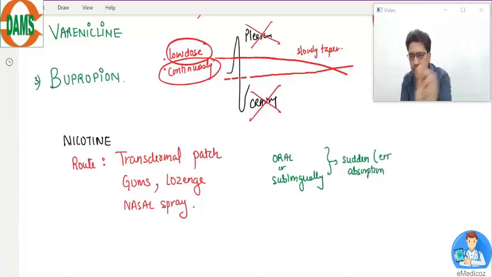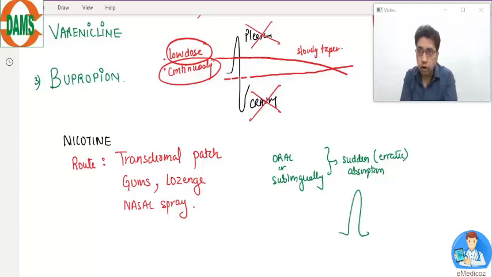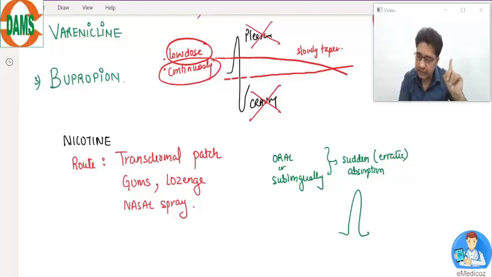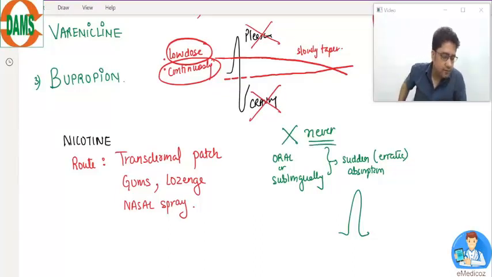Would you like to give sublingual nicotine? No, the person will say it is even better than smoking. Leave that cigarette, bring sublingual. It will produce intense pleasure. So we never give nicotine orally and sublingually, because it will become better than a cigarette. Lozenges means you have seen Strepsil, which we keep in the mouth, and the taste comes continuously, slowly and slowly.